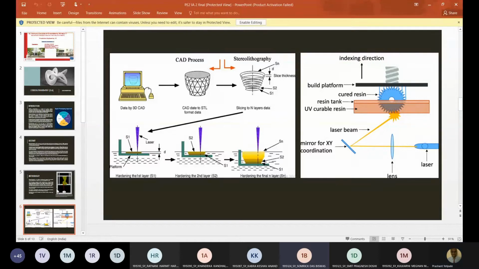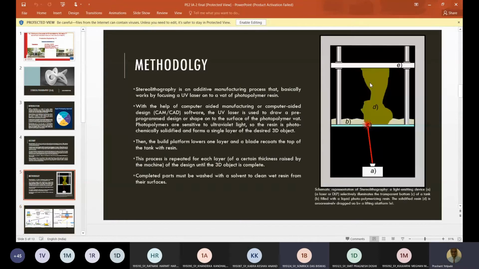These are both types of 3D printing. This is an example of bottom-up where the indexing direction is upward.